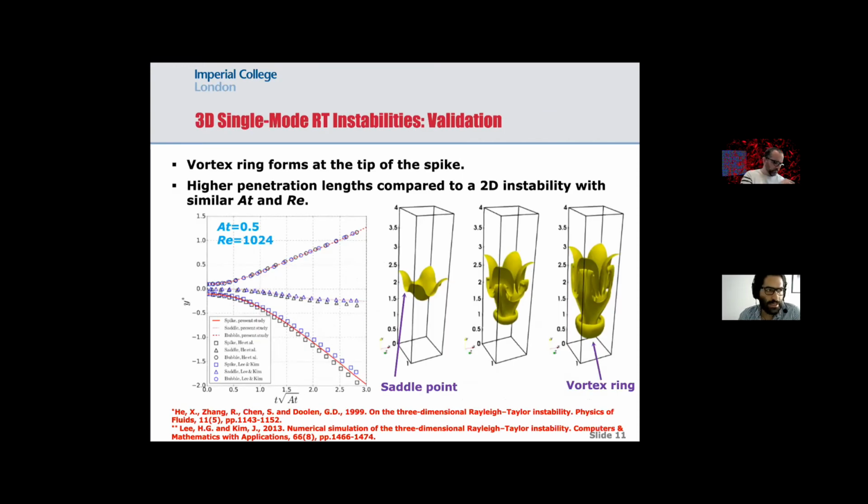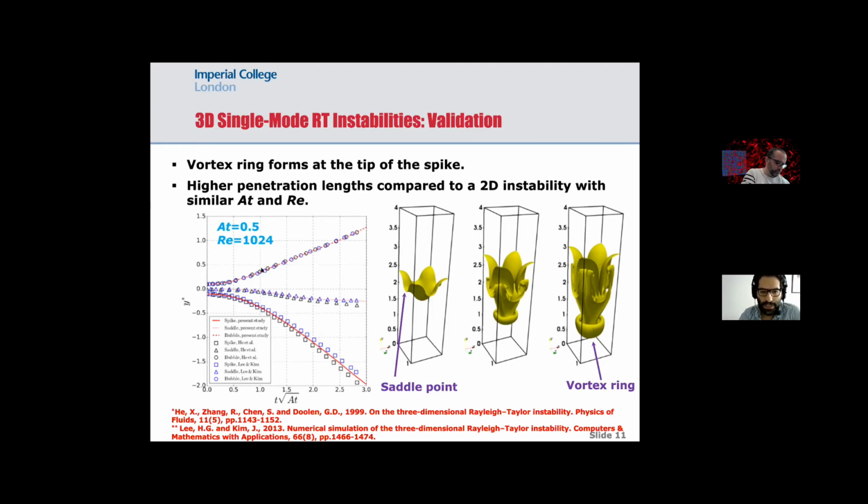Now we move to the 3D cases. For the 3D cases, again, the same behavior, but we have another feature which we don't have in the 2D. The 3D case has a feature called the saddle point. And again, combined with the literature data for the spike and for the bubble and also for the saddle point, they match very well. And the 2D tip vortex we saw previously for the 2D cases now appears here as a vortex ring in 3 dimensions.